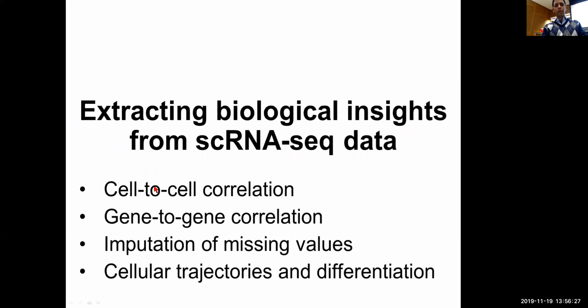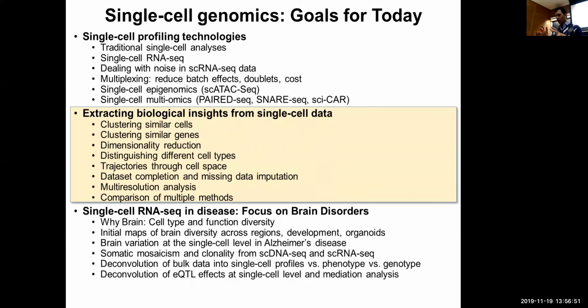So what you could do is look at cell-to-cell correlation, look at gene-to-gene correlation. You can impute missing values, again addressing this major unique characteristic of single-cell RNA sequencing, which is that you're sampling cells and you're sampling genes within the cells. So you end up with a lot of zeros. Why are there a lot of zeros? One reason is that there are some genes that are simply not expressed in that cell. Another reason is that transcription can be bursty.